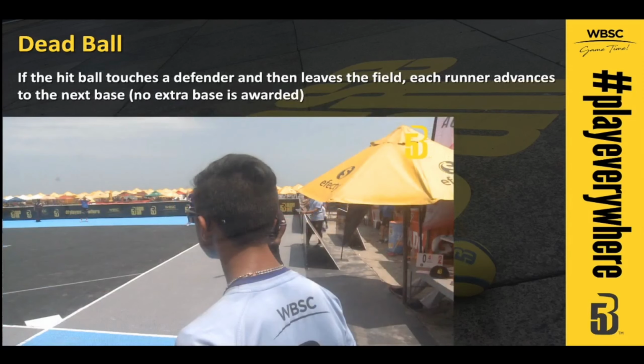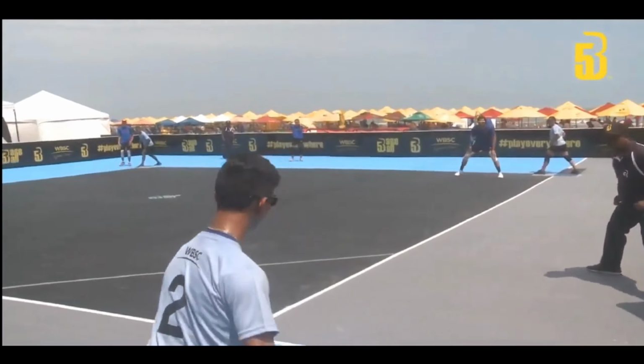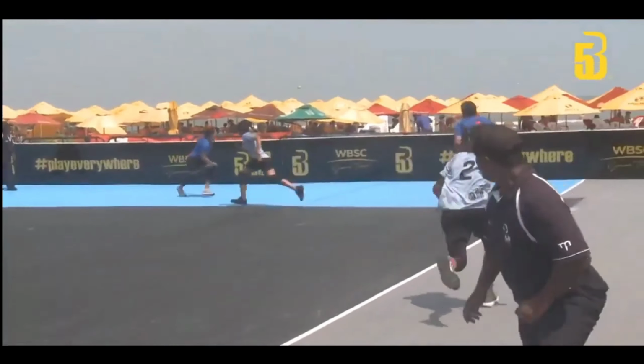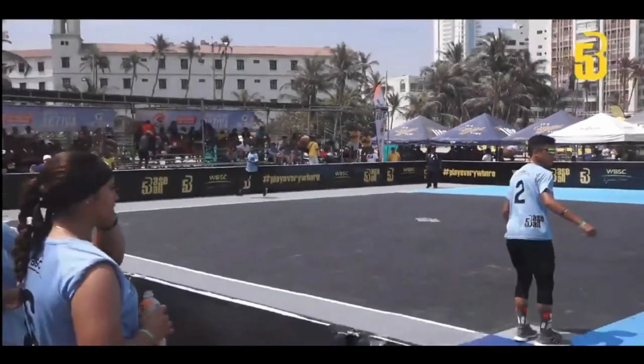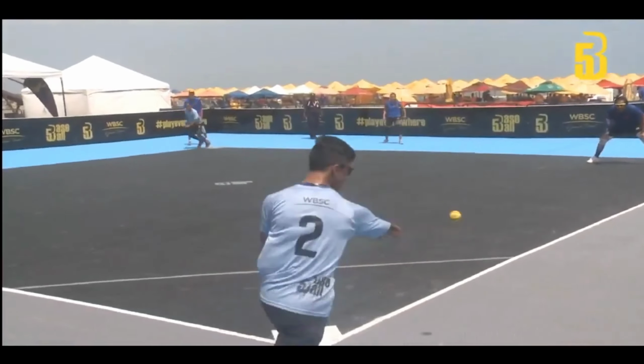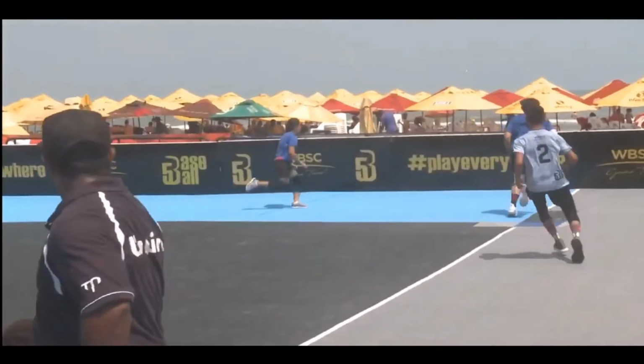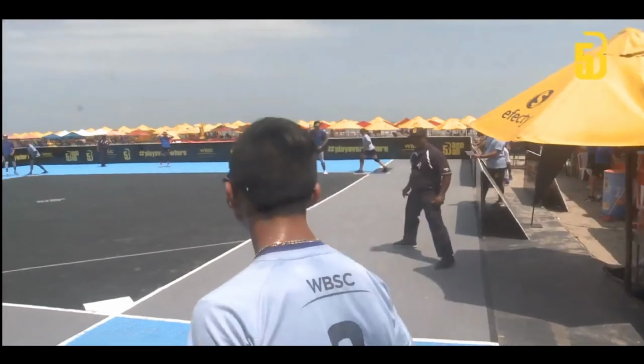In our next example, the ball leaves the field after having touched a defender in the attempt of fielding. Again, in this case, the batter gets to go to first, and every other runner advances to the next base. No extra bases are awarded. So watch this. It's hit towards second base. It bounces off the second baseman and over the fence out of play.